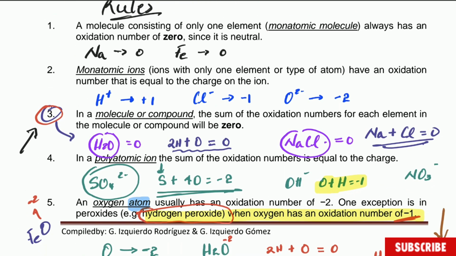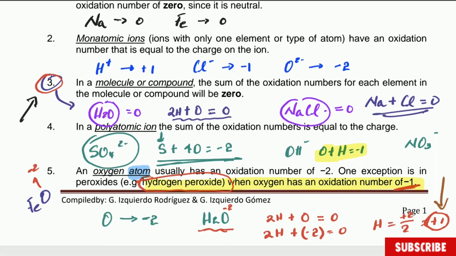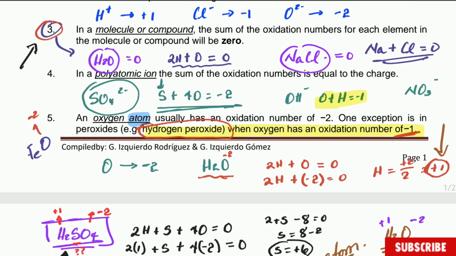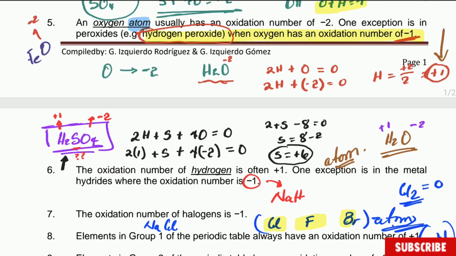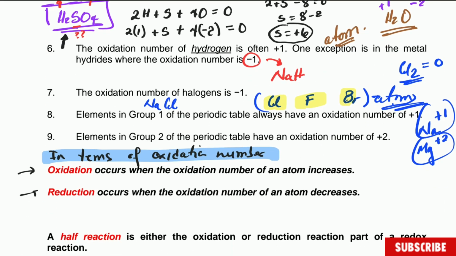We learned how to determine the oxidation number of some atoms or substances which were not covered in the rules, and we did the example of determining the oxidation number of sulfur in sulfuric acid. Then we defined oxidation and reduction in terms of oxidation number. Remember, oxidation is when the oxidation number of an atom increases, and reduction is when the oxidation number of an atom, ion or molecule decreases.